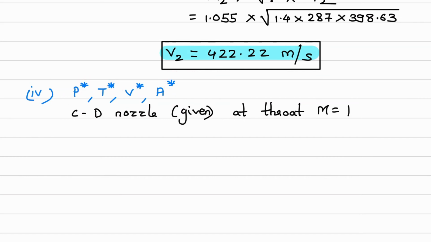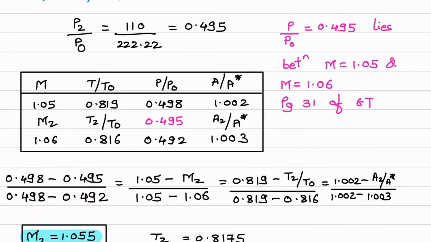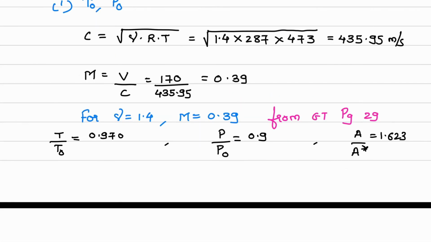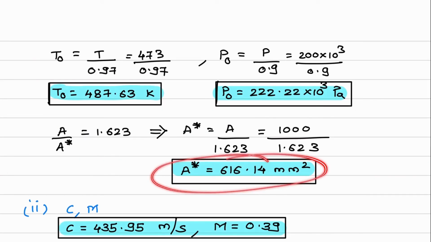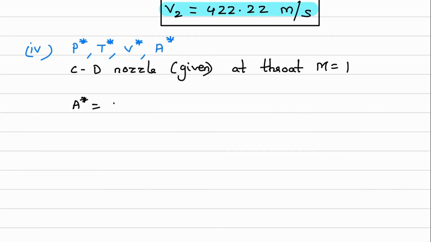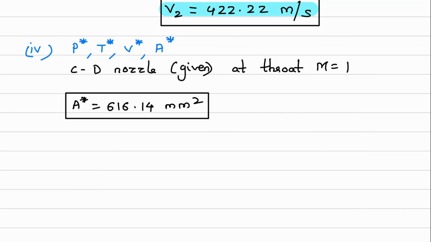So I'll go to the gas table now, and I have to read different ratios over there. Now A star we have already found out, so no need to read the area ratio. So I'll directly write down what A star value we have got. I'll copy that value again: A star value 616.14 millimeter square. This is the area, A star, at throat, which we have already found out in the previous step.